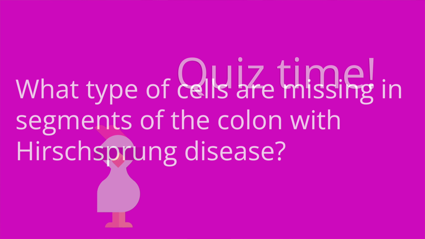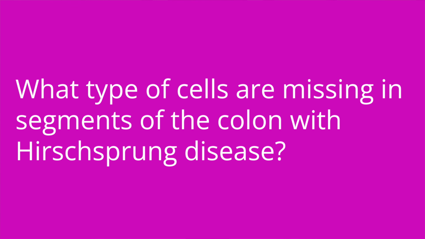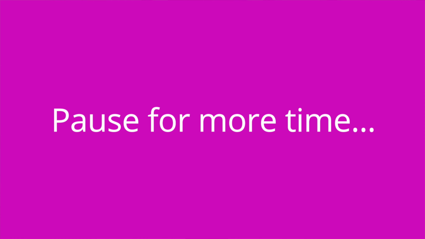All right, it's quiz time, and I've got 3 questions for you. Question number 1. What type of cells are missing in segments of the colon with Hirschsprung disease? The answer is ganglion cells.